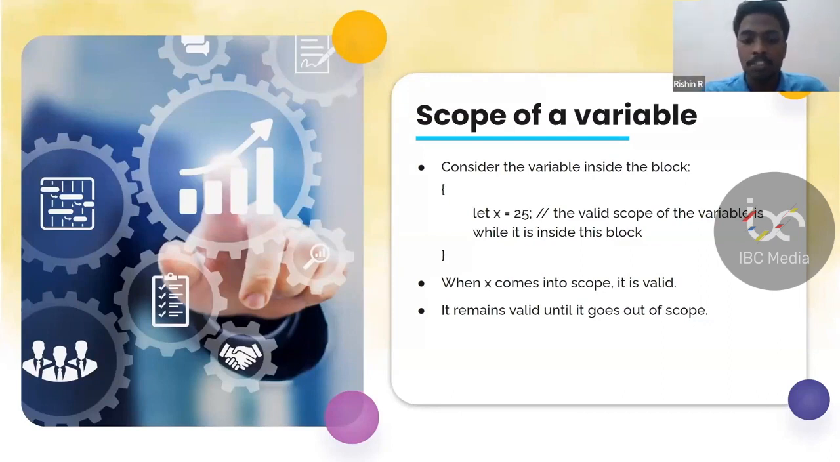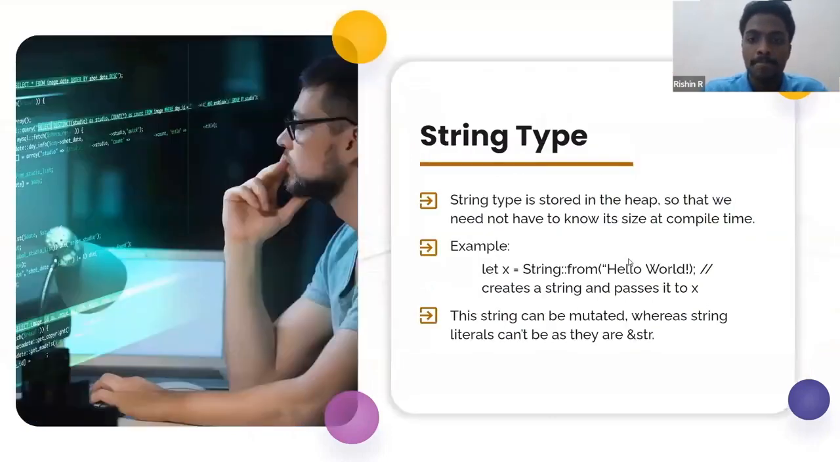Okay, basically what happens is when you create a wrapper and when you define a variable inside a wrapper, its scope only exists inside that wrapper, or that block. Now, this particular value cannot be accessed outside the scope. Okay, outside the scope means outside the block, you cannot access it. So when x comes into scope, it is valid, and it remains valid until it goes out of scope.